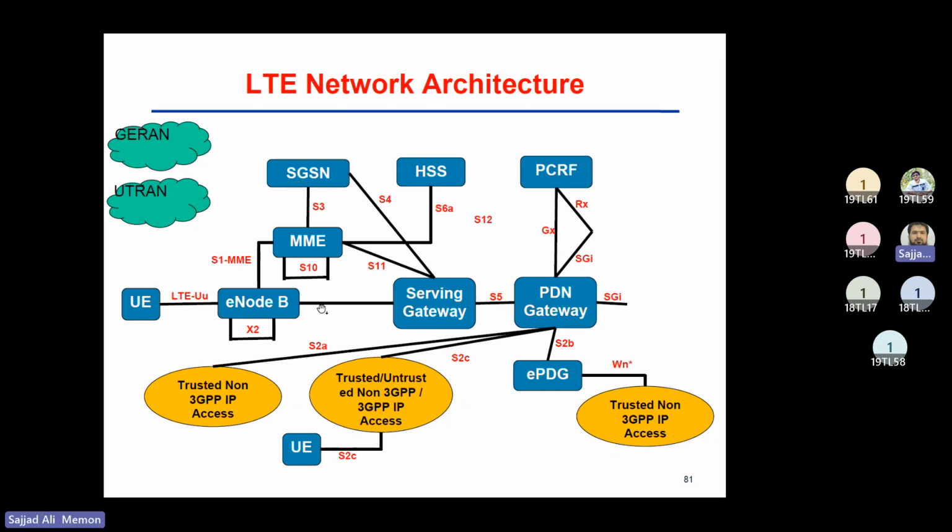And you can see you cannot differentiate this one. This is E-UTRAN, or this one the core network. So core network and access network are kind of working together. You cannot really differentiate which part is the access network and which part is the core network, because it's a flat architecture.